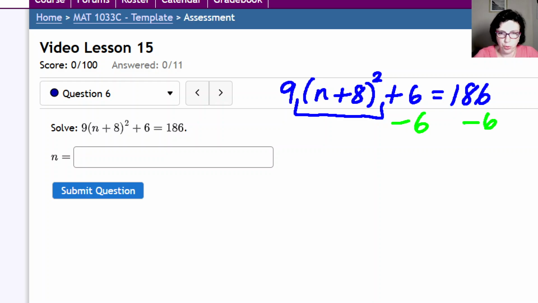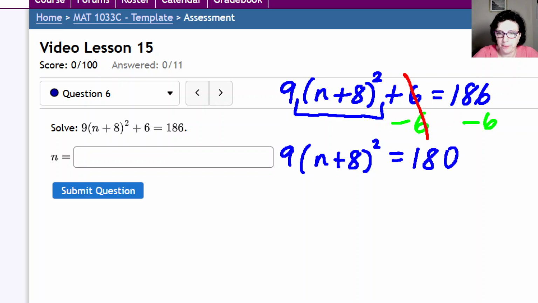Okay, that is going to do what? Well, that's going to cancel it here. And then you're going to get 9 times (n plus 8) squared equals, what is 186 minus 6? Well, that's 180. Finally, in order to isolate this guy, I need to get rid of the 9.